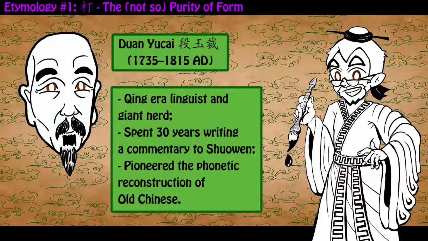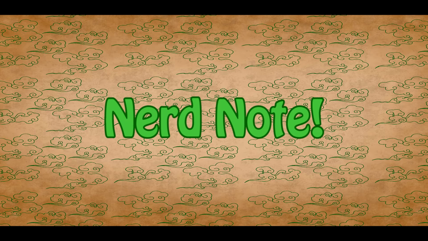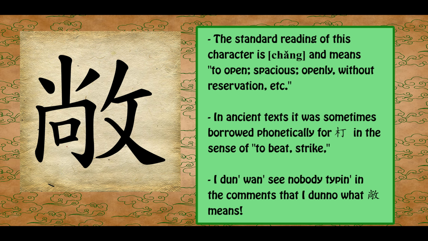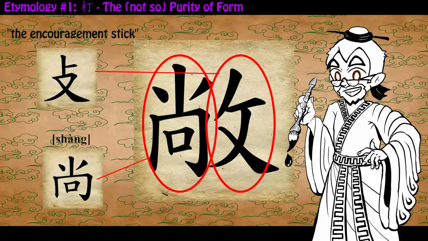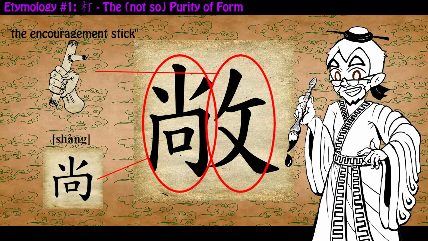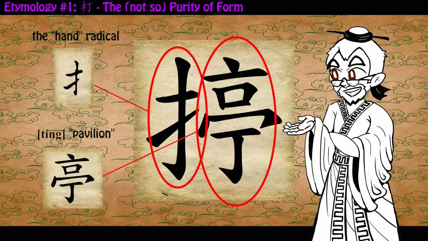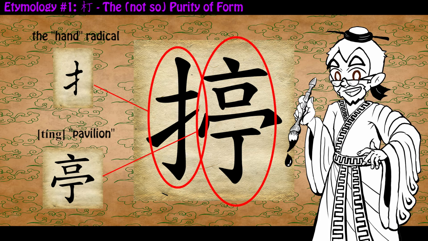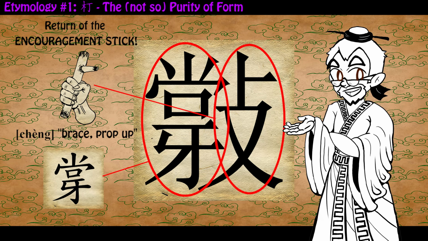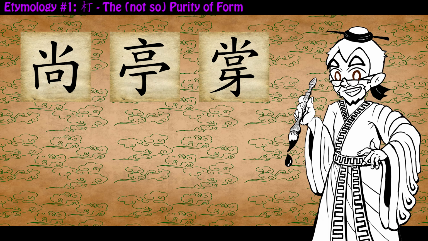Duan Yucai comments that the same word is written differently in various ancient sources, sometimes like this, with pu, to beat, as the semantic component, and shang, phonetic. Other times it's composed of a tishoupang, a hand, and ting, pavilion, phonetic. And yet other times written like this, again with pu, but with cheng, race, as a phonetic. All of these phonetic components had similar, but far from identical Old Chinese readings.